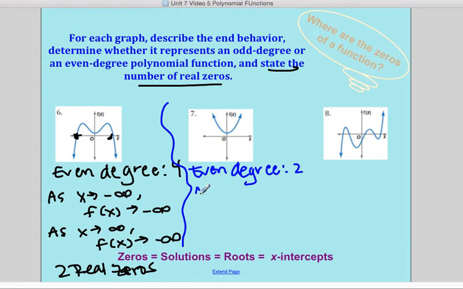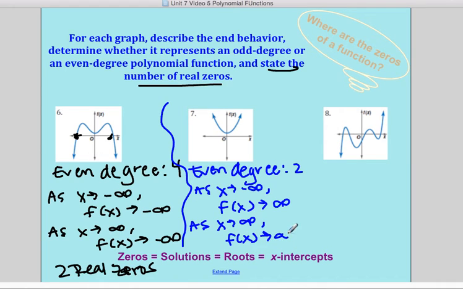Then I would look at my end behavior. As x goes to negative infinity, as I look to the left, my f of x values or my y values are going up. So going to infinity. All right, and the next one is x goes to infinity. So now in this case, we're looking to the right. My y values are still going up, so f of x goes to infinity. Now how many zeros? How many x-intercepts? Well, I never touched the x-axis, so in this case, there are no real zeros. Okay. That is number 7.